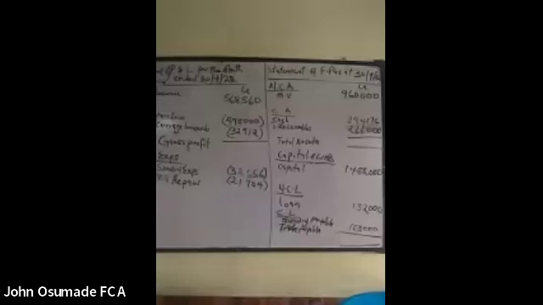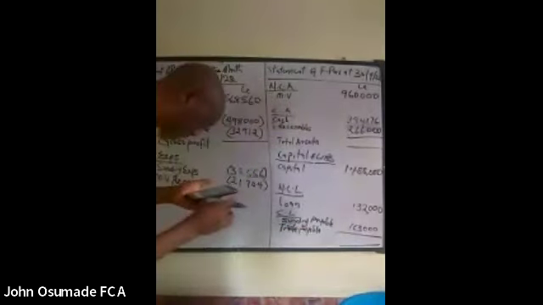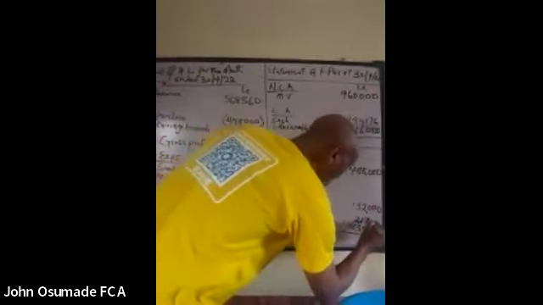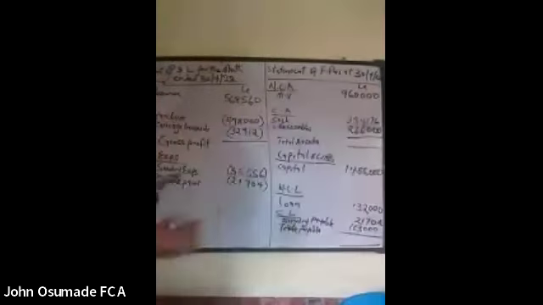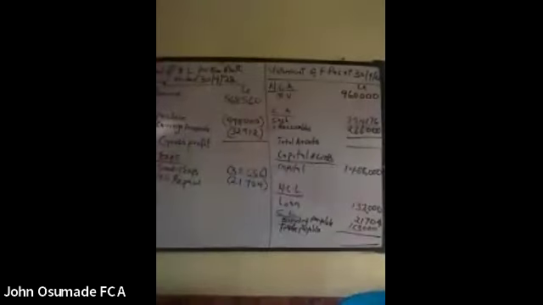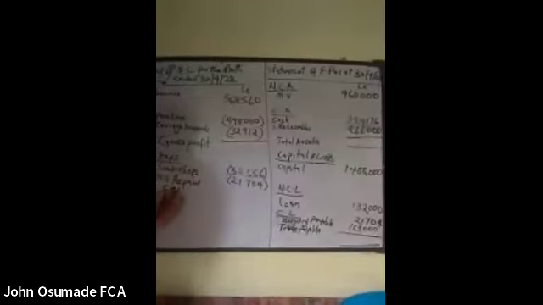Then sundry payable. That one is current liability. Sundry payable, 21,704. You put it under the statement of financial position. Next one. Salary and wages is an expense.